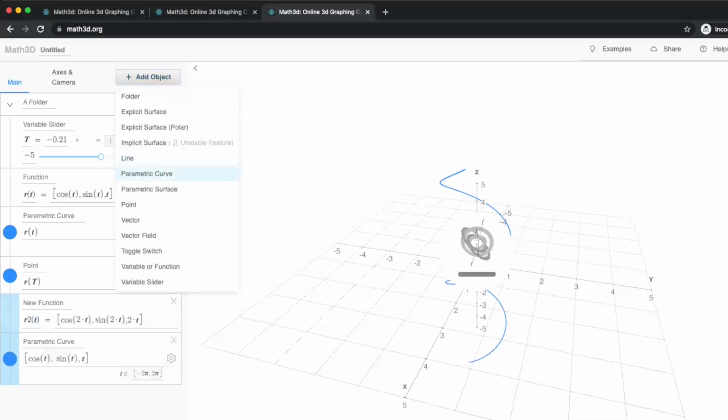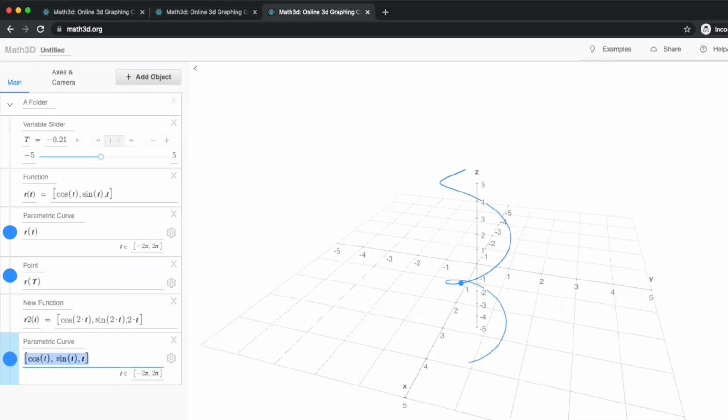So I'll go parametric curve. That's not the one I want it to draw. I want it to draw R2 of t. And if you see what happened, it extended it a little bit. Why did it extend it? Because we're tracing it over the same interval, -2 pi to 2 pi, but now it's multiplying those inputs by 2 before it plugs it into the equation of our old helix. And so it's tracing this curve out twice as fast or making it twice as long.